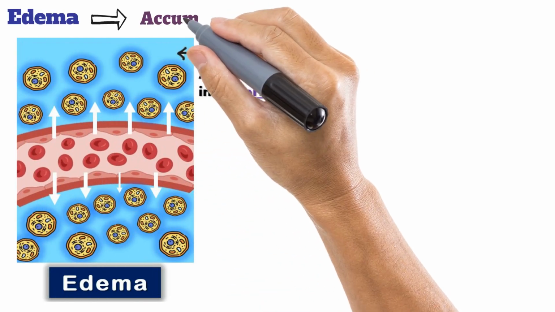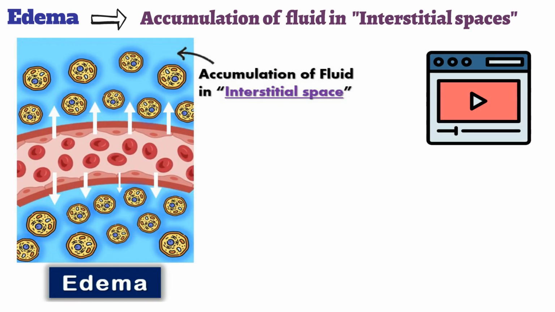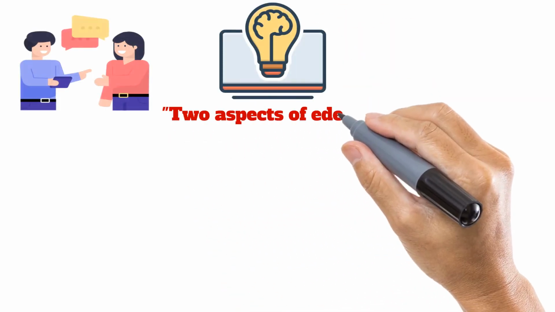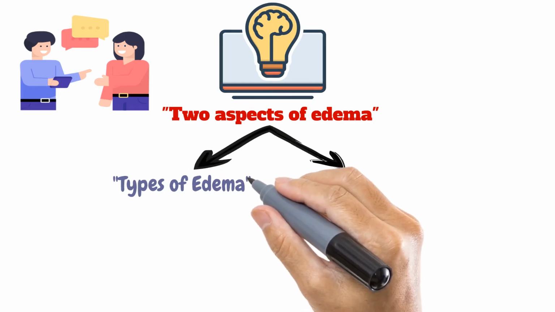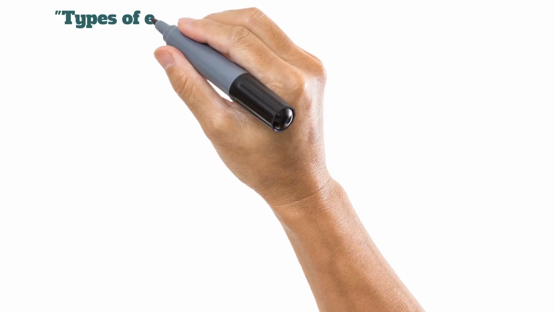Edema, which means accumulation of fluid in interstitial spaces. In the last lecture, we have already discussed the basics of edema, while in this particular video, we will be discussing two aspects of edema, that is, the types of edema and the types of edematous fluid. Heading on with the first topic, that is the types of edema.